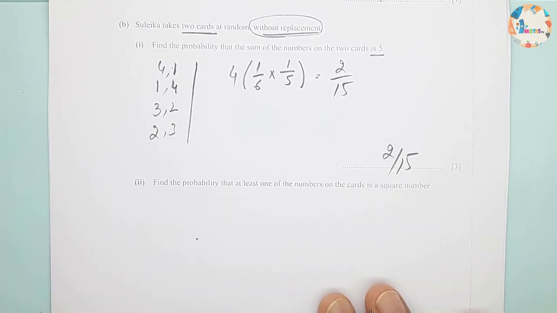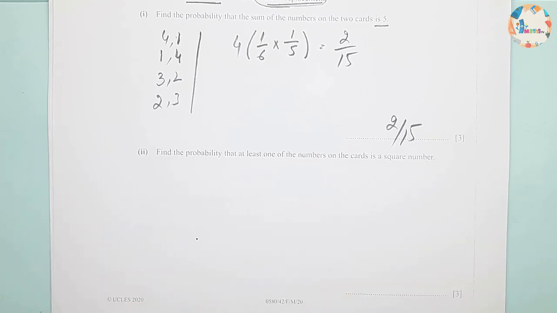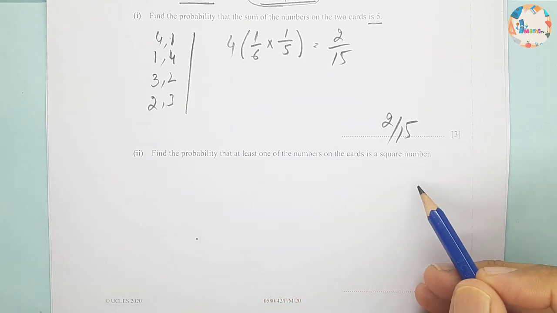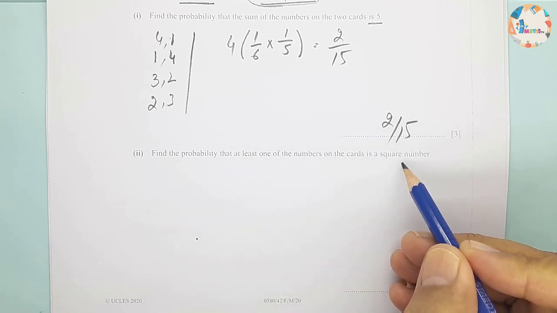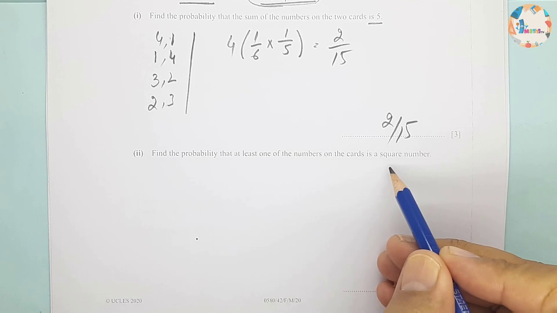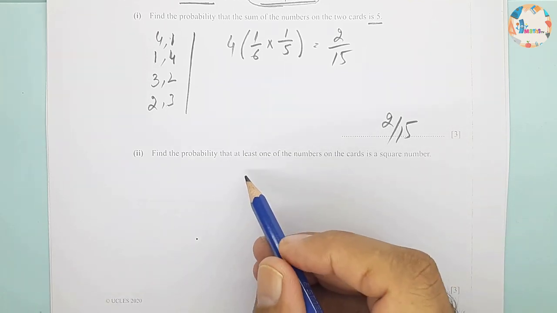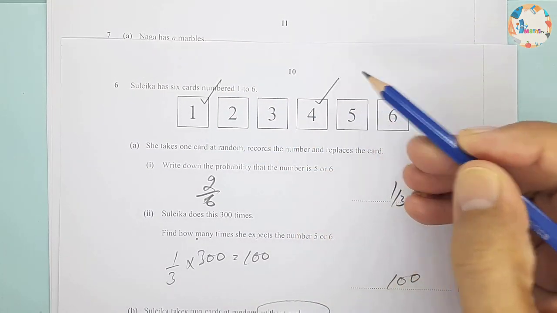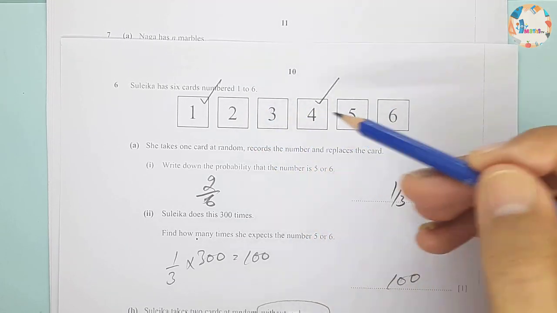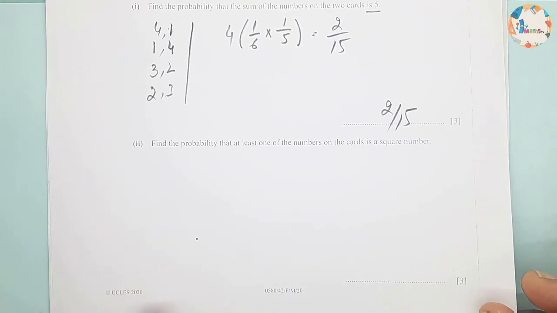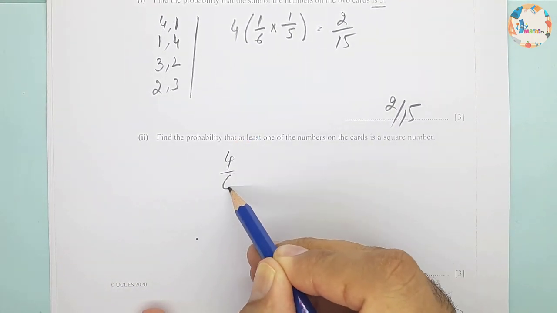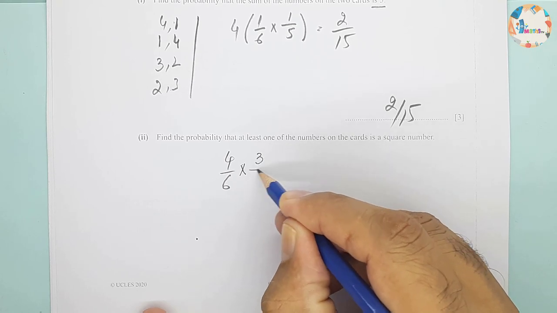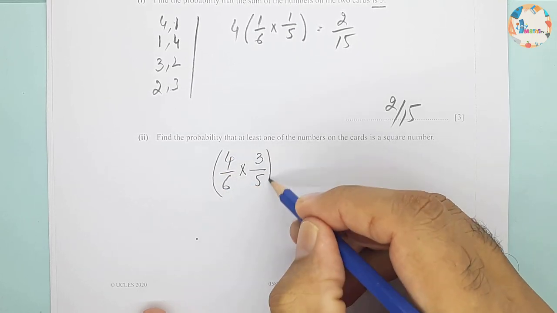Next part, find the probability that at least one of the numbers on the cards is a square number. So for this, basically we will be checking for not a square number. First card will be 4 out of 6, because see, this is a square number, this is a square number. So not a square number will be 1, 2, 3, 4. So for the first number, probability will be 4 over 6, and as we are not replacing, so for the next number not to be a square number will be 3 by 5. So this will be the probability that it is not a square number.